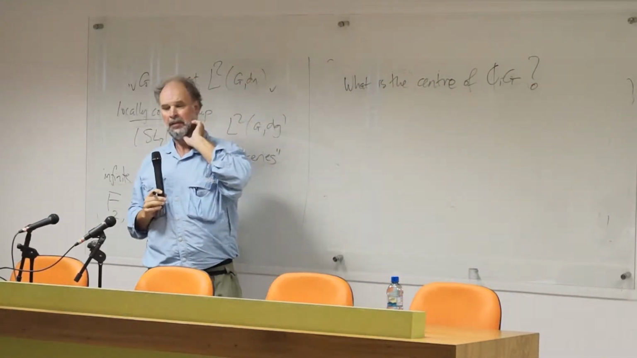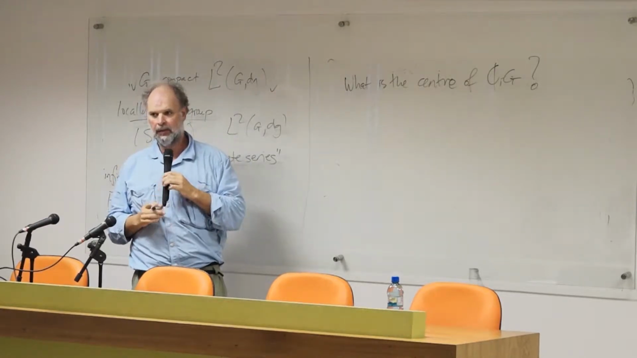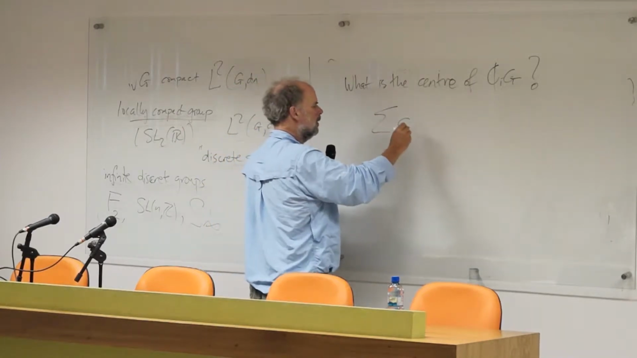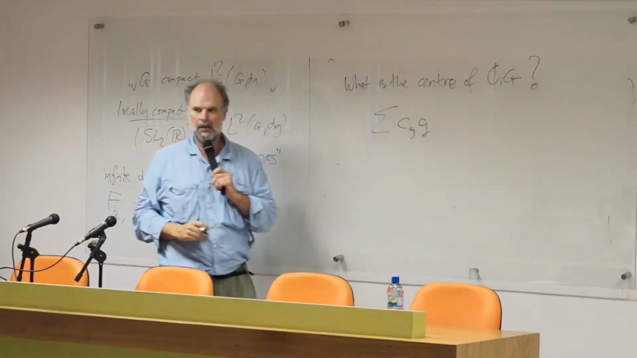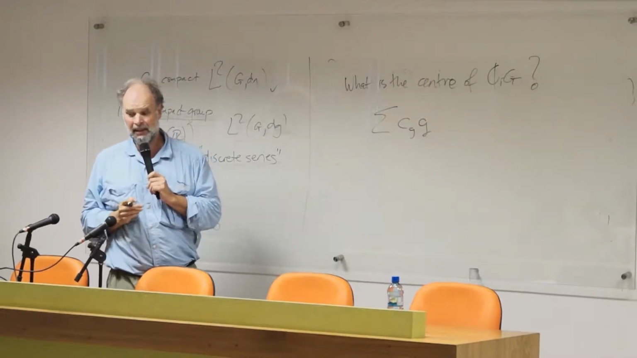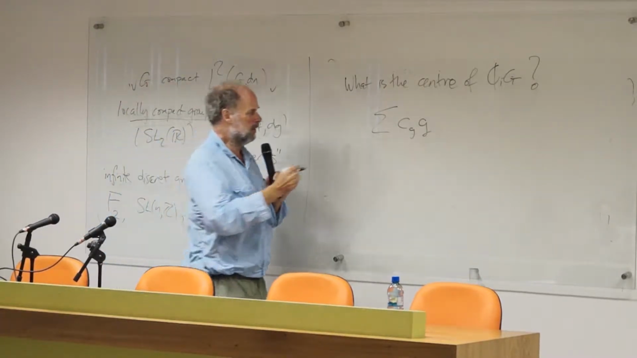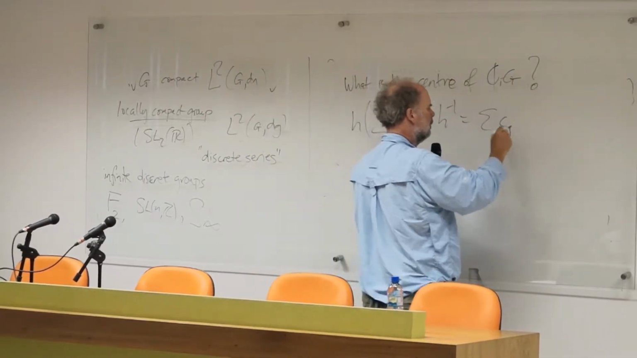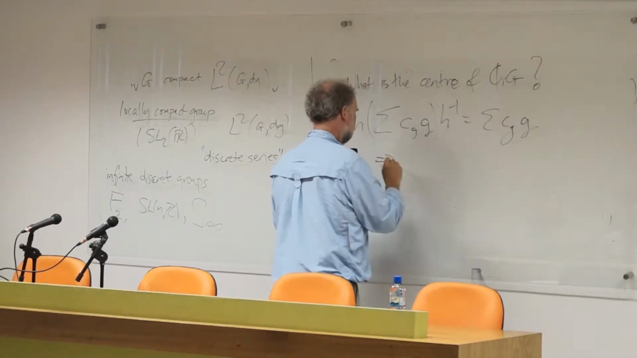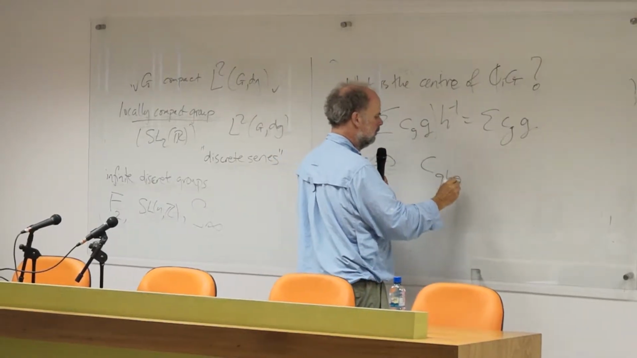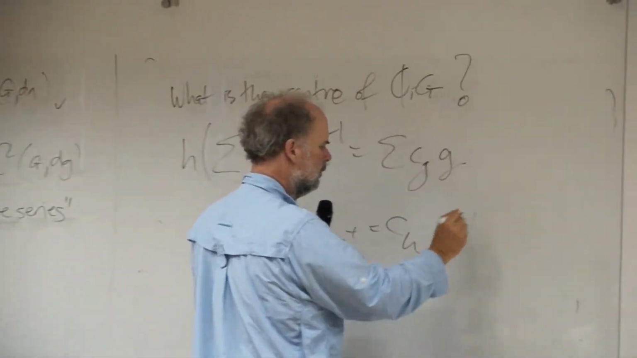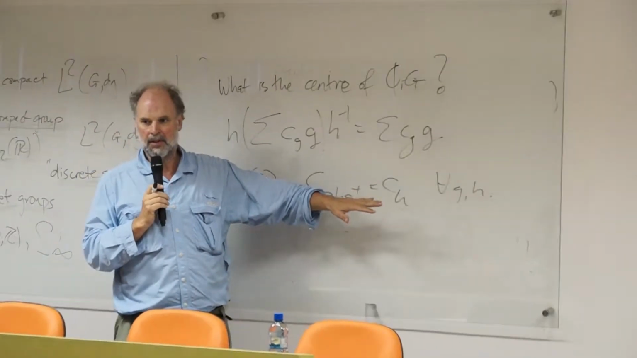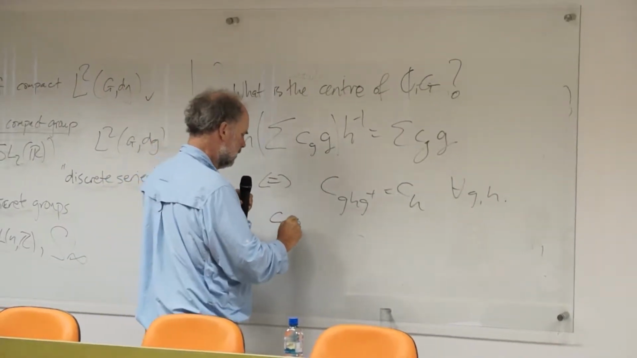So let's do this in the finite group, and then we'll see what goes wrong in the infinite case. The center of the group algebra: an element of the group algebra is a formal linear combination of group elements. What does it mean for this to be in the center? It means that if you take an H and conjugate by it, you've got to get the same thing. And this means that C_{gHg^{-1}} is C_H for all g and H. This is another way of saying that C is constant on the conjugacy classes.